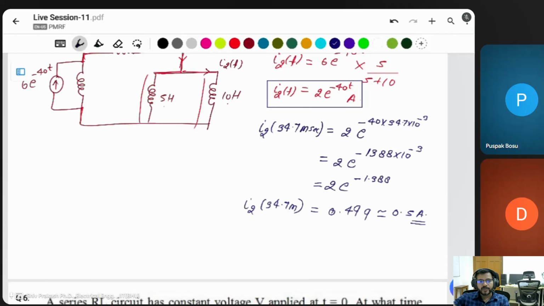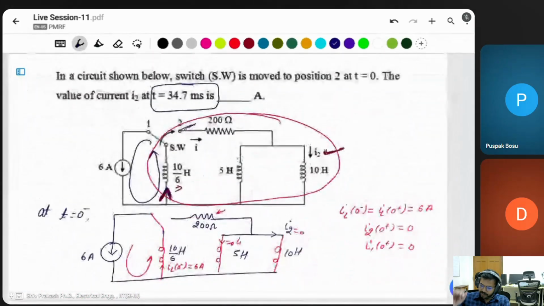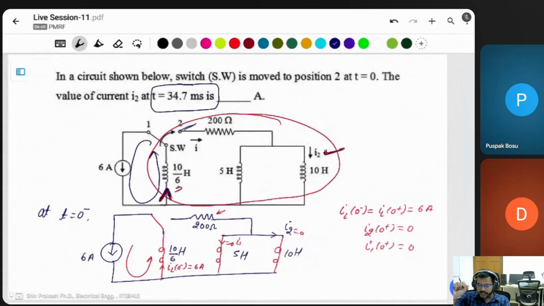We have to calculate the value of this. How can we calculate? The question is asking: in the given circuit below, the switch is moved to position 2 at t is equal to 0. Find the value of current I2, which is flowing through the 10 Henry inductor, at t is equal to 34.7 millisecond.